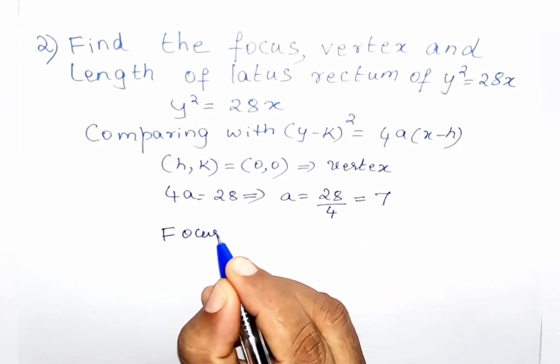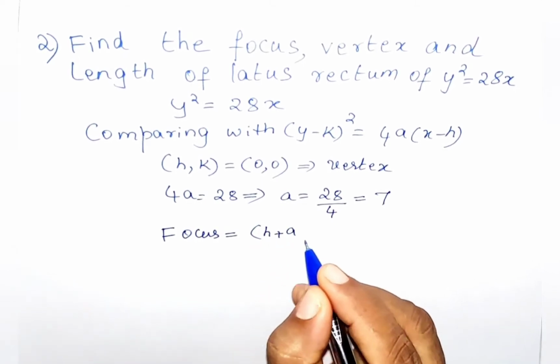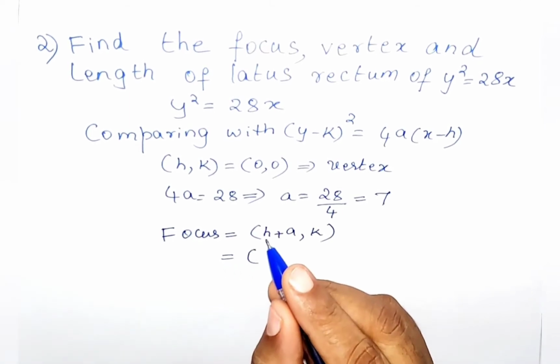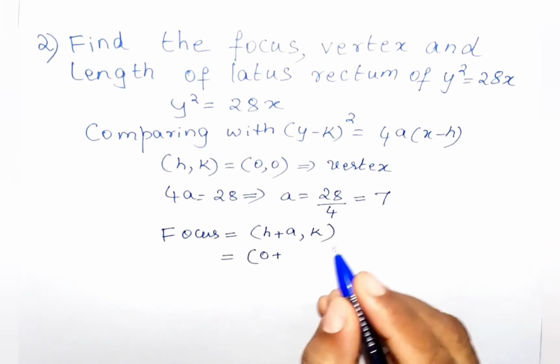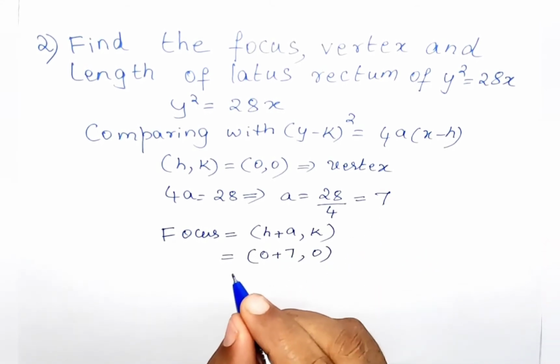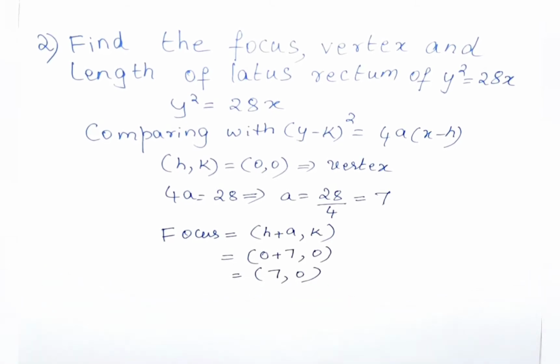Now we have to find the focus. The formula for focus is h plus a comma k. Our h is 0, so let us substitute 0 in place of h. 0 plus a. We have found out a is 7, comma 0. 0 plus 7 comma 0. 0 plus 7 is 7 and 0. So focus is 7 comma 0.